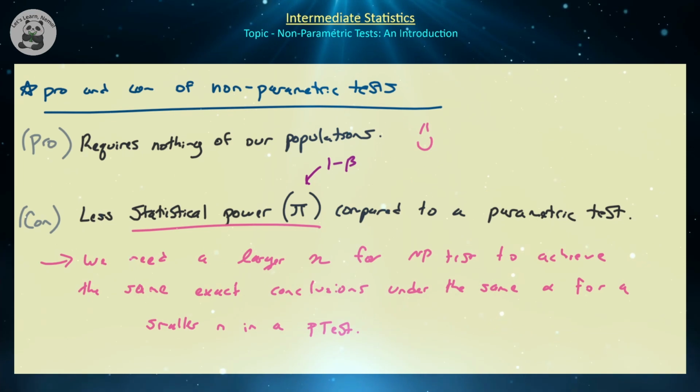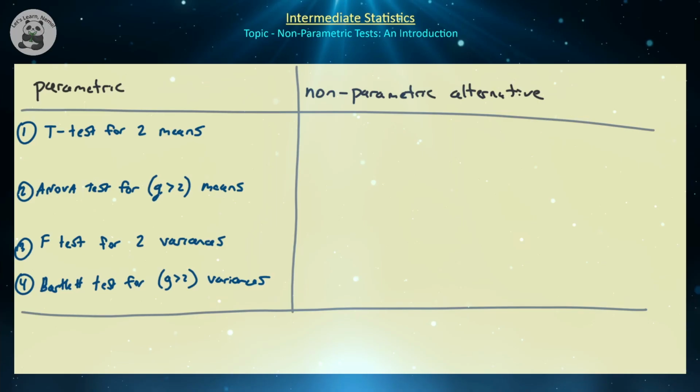So let's assume that we reject the null hypothesis under a parametric test with an alpha value of 5% with a sample size of 50, let's say. If you were to use a non-parametric test with still an alpha value of 5%, you would need a sample size that is usually substantially larger than 50 in order to get the same conclusion with the same exact strength.